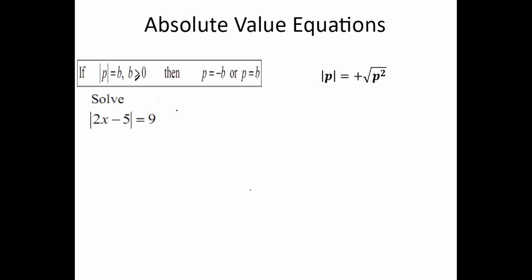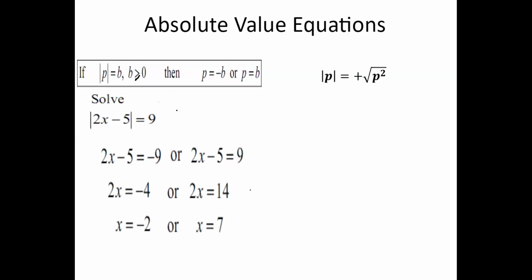So let's take this one. You have to solve this equation: the modulus of 2x minus 5 equals 9. I think we're going to see two different approaches to the whole thing.